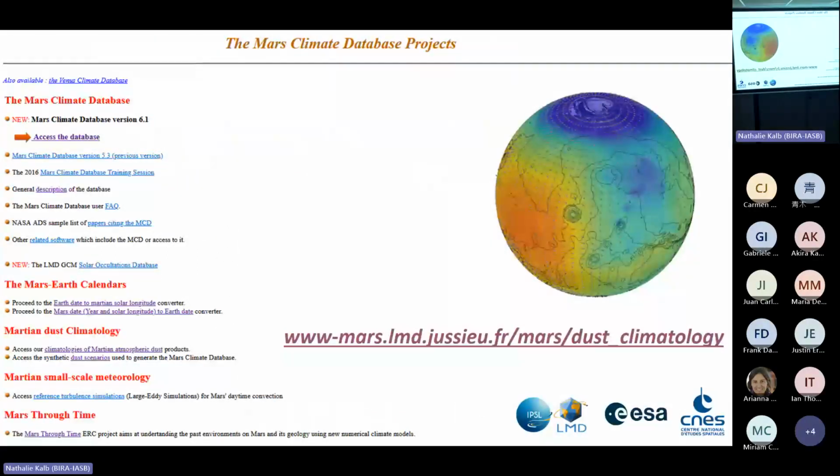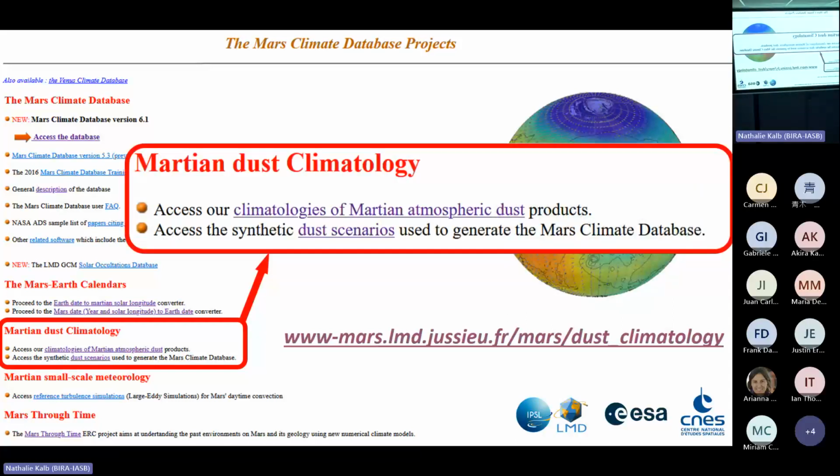Now, this product is publicly available. It's publicly funded for the time being, at least. So we make it publicly available in the Mars Climate Database project webpage. If you go to this link, you will need to look for Martian dust climatology, and in particular, look for climatology of Martian atmospheric dust. You click there, and you will end up on the page where you can download this data set in NetCDF format, so easy to use, I believe. And then you can do your studies or use it for your models or whatever.